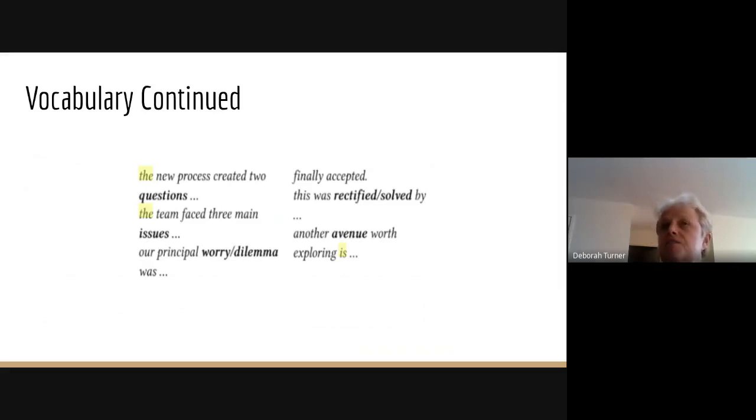Instead of saying another thing worth exploring, you can say another avenue worth exploring. That's quite American, but it's good. Another avenue worth exploring, another idea worth exploring, another suggestion, and so on.